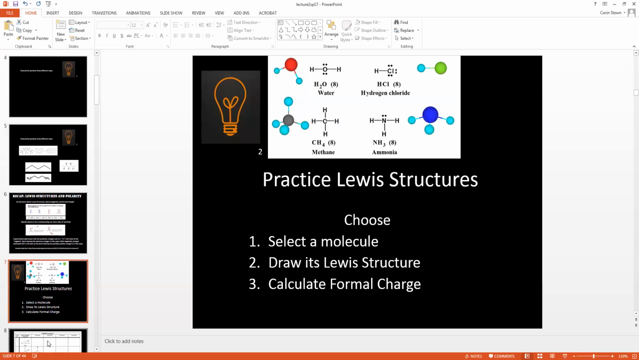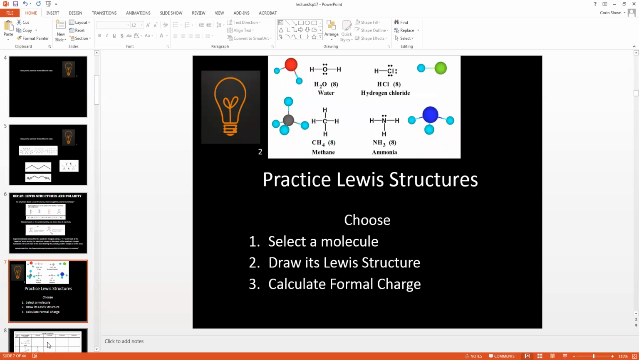For light bulb number 2, I want you to practice drawing Lewis structures. But in this case, I've given you the answer. I want you to choose one of these molecules and describe the process that you would use for drawing this Lewis structure. So if you're not yet comfortable drawing Lewis structures, this is a great way to get some additional practice in. It's also really helpful to think about your process. How do you know what to draw? How do you know where to put bonds? Or how do you know where to put electrons?